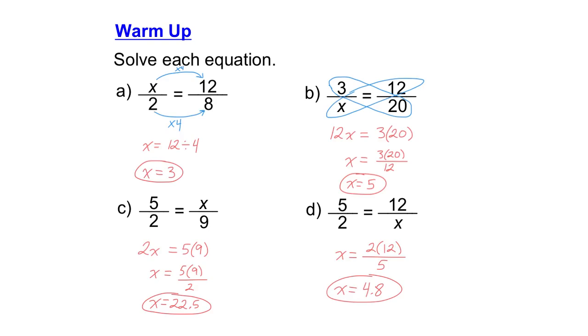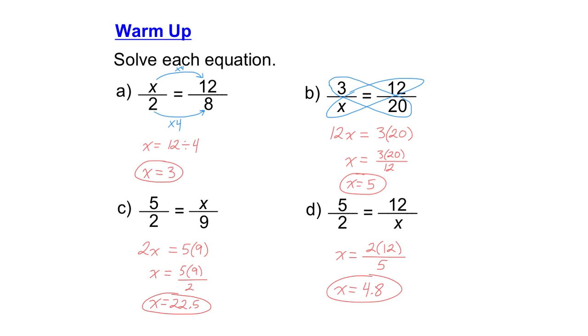Many of you will have looked at the first one and thought, well, I know 2 times 4 gets me 8, so this number times 4 will get me 12. So working backwards, x would be 12 divided by 4. And many of you would have done that to figure out that x is 3 for the first equation. And that works. I want to show you cross multiplication as well.